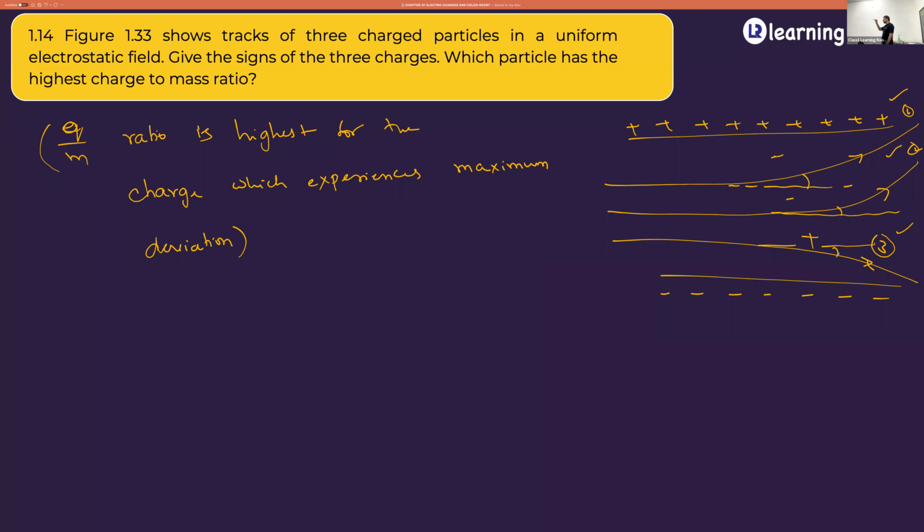So initially it is having a horizontal path, no? So which one is experiencing more deviation? That's the answer. Check.